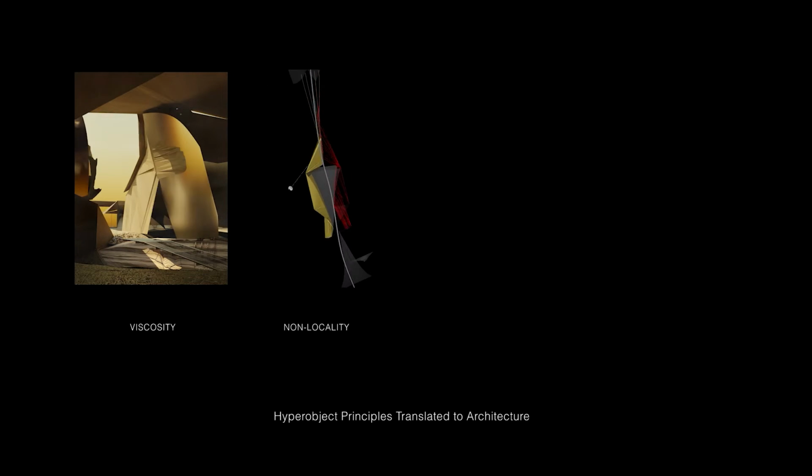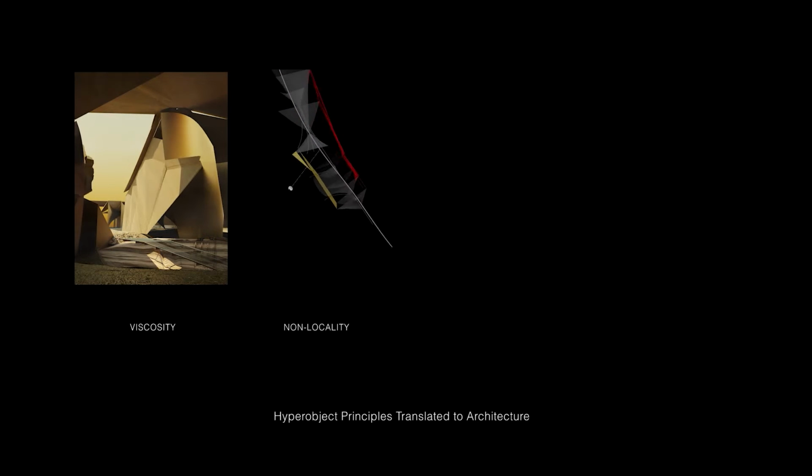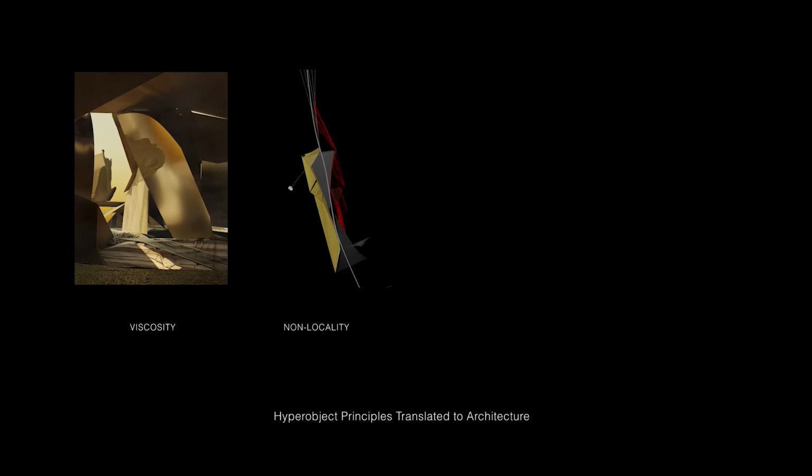As described by Morton's theory regarding the hyperobjects, the project ultimately aims to translate the principles of hyperobjects into architecture, both geometrically and in mood and experience. Viscosity regards each architectural element being stuck to the grid, which makes them move and alternate as the grid changes. They can only exist as connected to the grid.